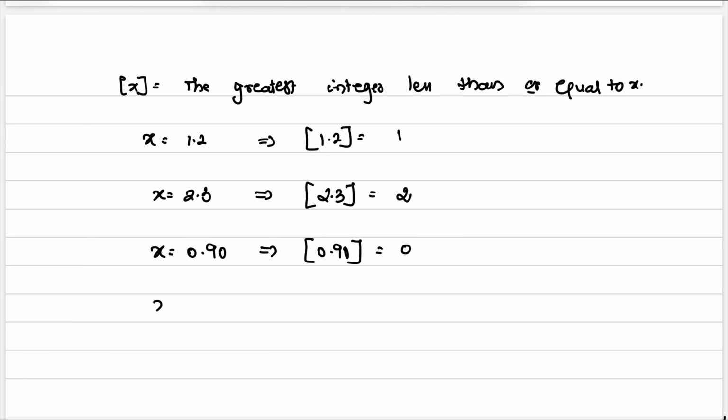For example, x is equal to minus 0.20. Then what is the greatest integer? Minus 0.20. What is the greatest integer? Is minus 1.